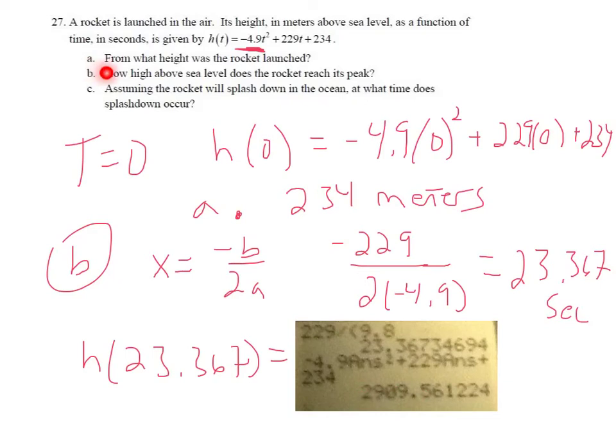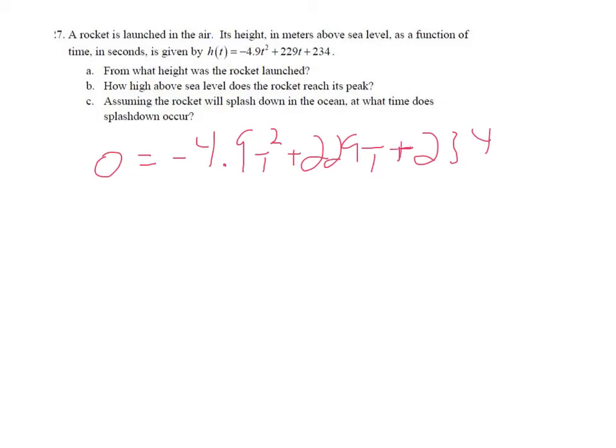Assume the rocket will splash down in the ocean, and what time does the splashdown occur? Well, that is the x-intercept. So I'll do that on the next screen. To find an x-intercept, we want to know where y equals 0, or in other words, h of t equals 0. So that's the equation I'm going to write. Then I would just have to solve that for t, and certainly it's a quadratic equation equal to 0. I think using the quadratic formula would be the best bet.